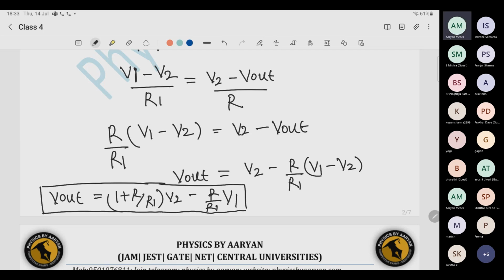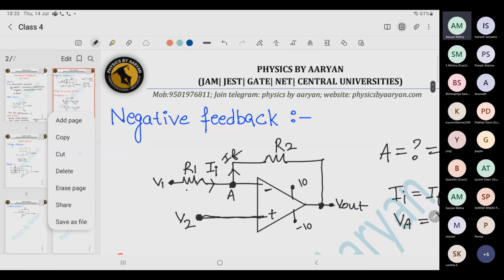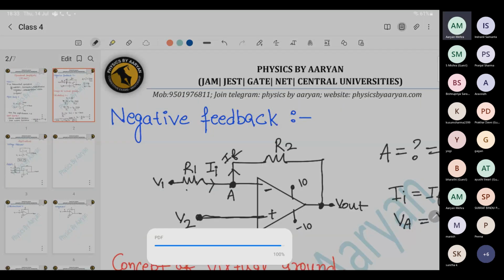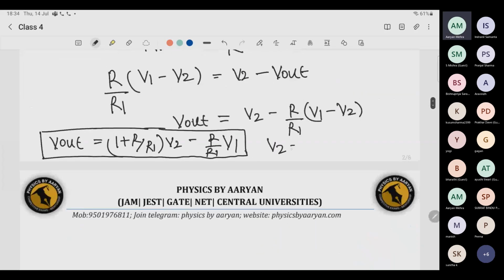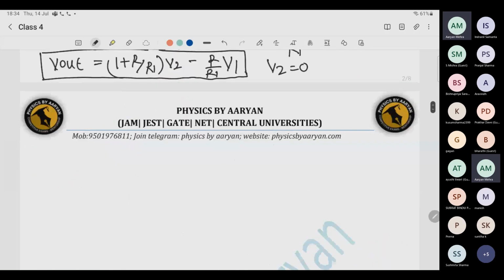Okay, this is the calculation. Now I just want to show you that it is not actually infinite. I am just doing one very simple thing. Let's assume that V2 is 0. Okay, what is my new output voltage? 1 plus R by R1 into V2. Sorry, V2 is 0. So minus R by R1, V1.